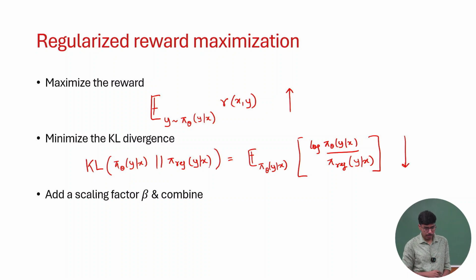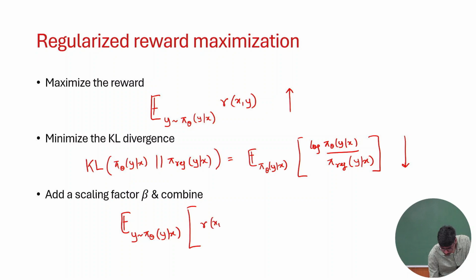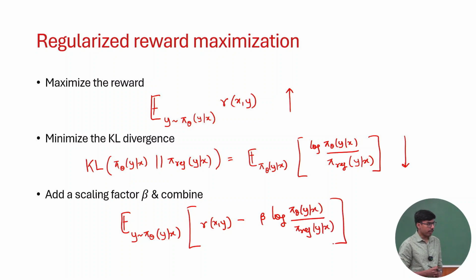So when you do regularized reward maximization, you combine both the terms by adding a beta factor so that you can control how much you want to maximize the reward versus how much you want to minimize the KL, to stay close to the reference policy. So the combined objective can be written as xy minus beta times log. This is what we covered in the last class. Is everybody fine with this formulation? Okay.